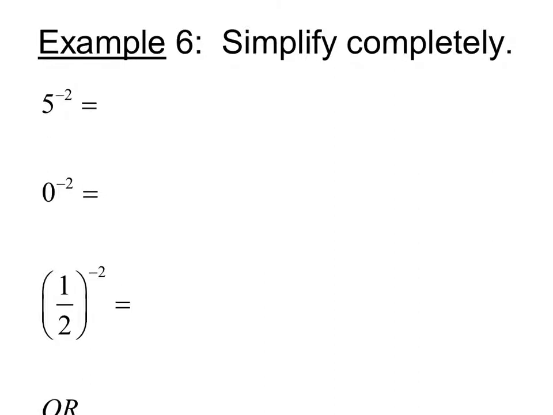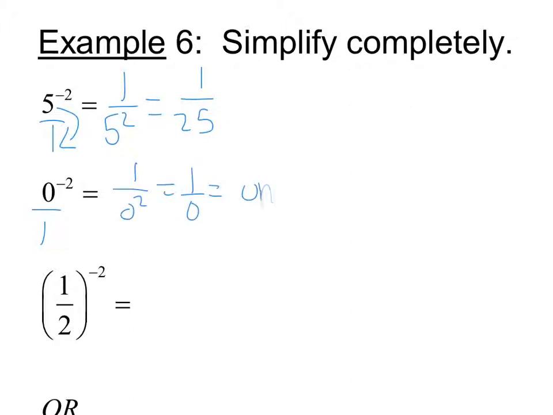Okay? So simplify completely. You have 5 to the negative 2, so if I put it over 1, it means I got to move it to the bottom. So that's 1 over 5 squared, which is 1 over 25. If I put this over 1 and move it down, I get 1 over 0 squared, which is 1 over 0, which is undefined, because you can't divide by 0.